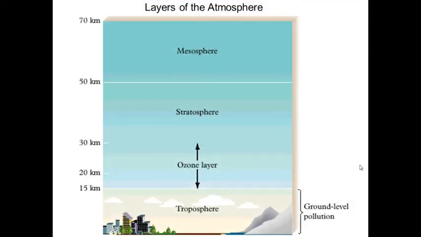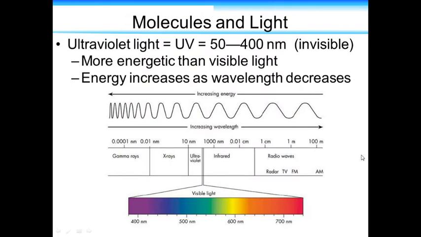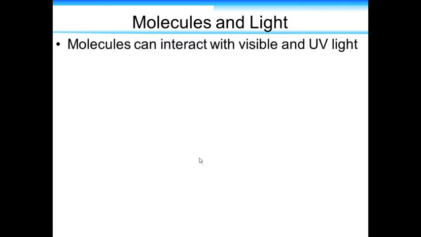So again, here are the layers of atmosphere. We've got the troposphere down here. The ozone pollution is produced at the very bottom. Then we have the ozone layer, the lower part of the stratosphere. And if you recall, ultraviolet light is our high energy light. It's more energetic than visible light. It has a shorter wavelength. Molecules can interact with visible light. They can absorb light and vibrate, or if they absorb enough light, they can break apart.